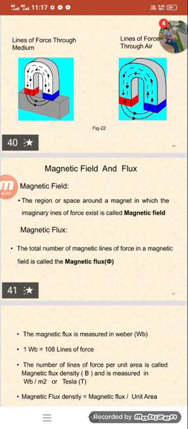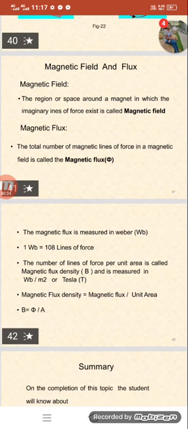The number of lines of force per unit area is called magnetic flux density. This is the definition of magnetic flux density. The total number of flux lines per unit area is called the magnetic flux density. We indicate it by B, and it is measured in Weber per meter square, or Tesla. So magnetic flux density is equal to magnetic flux per unit area. The formula is B equals phi by A.